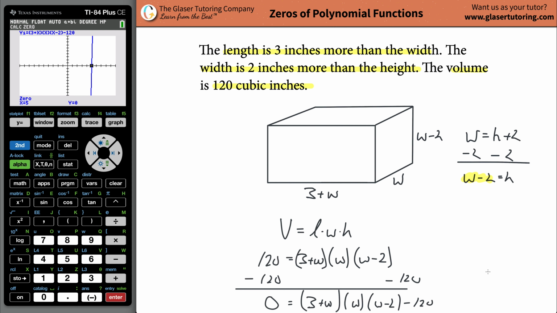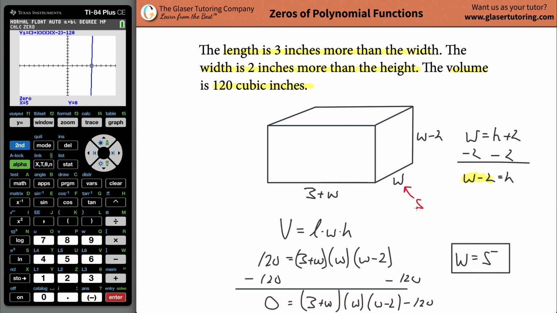So what the calculator is telling you is that when x is 5, the function's overall value is 0. In other words, if you were to plug in 5 here for w, then this whole thing would be 0, and it would be a true statement. So w, the width, is 5. Now once we know the width, we know everything else because we knew the relative relationships.